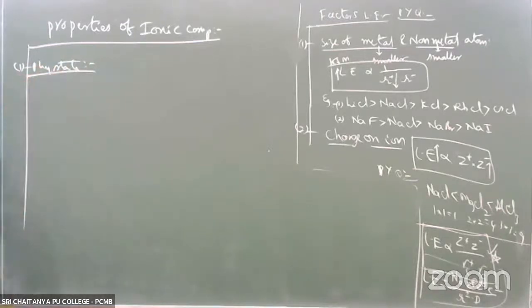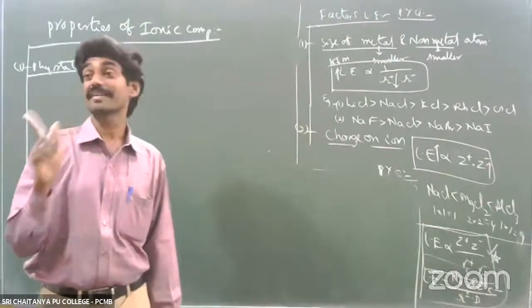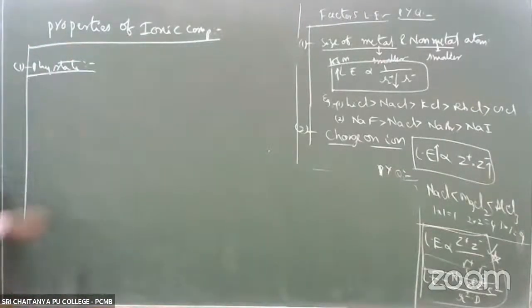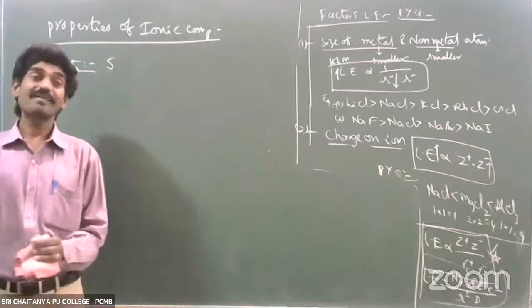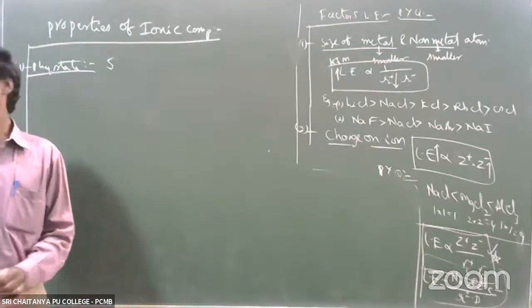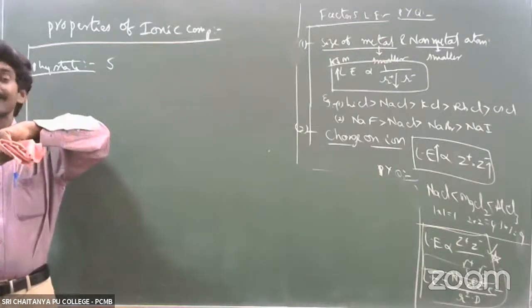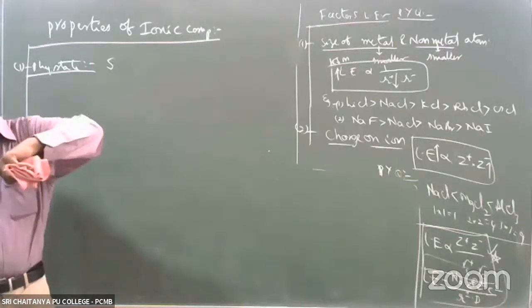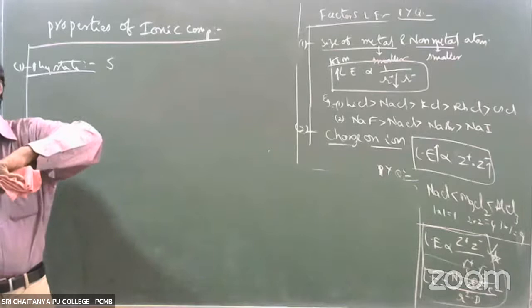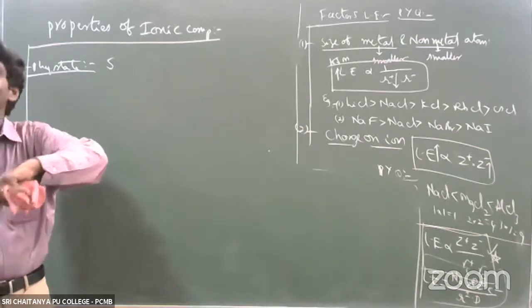Students, generally, all ionic compounds exist in the solid state. These are crystalline solids. Why? Because in ionic compounds, what is there? Oppositely charged ions are closely packed. Because of these two ions, strong electrostatic attractive forces are there. Because of strong attractive forces, the ions come closely packed together. Because of this close packing, the substance exists as a solid.